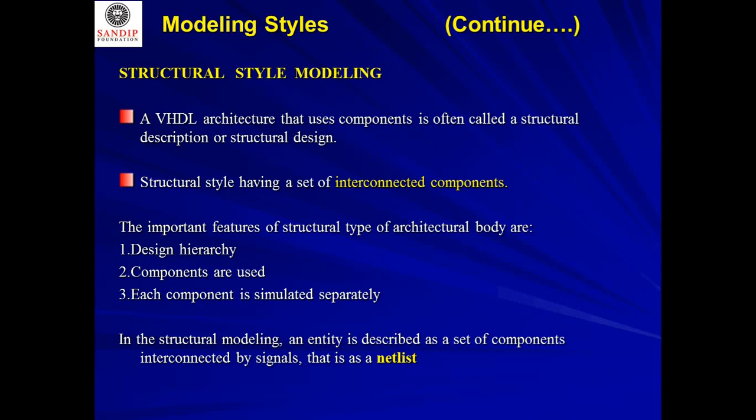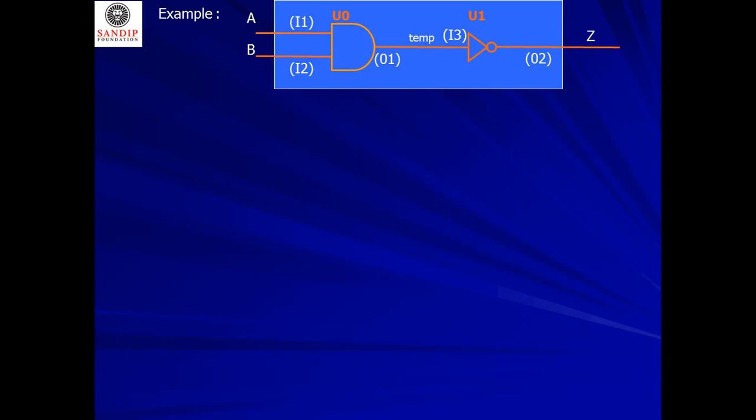Here in structural style modeling, it uses components, hence it is also called structural description or structural design. Structural style has a set of interconnected components. The important features of the structural type of architecture body are: it has design hierarchy, components are used, and each component is simulated separately. In structural modeling, the entity is described as a set of components which are interconnected by signals, that is the netlist. Let's see an example of structural modeling.